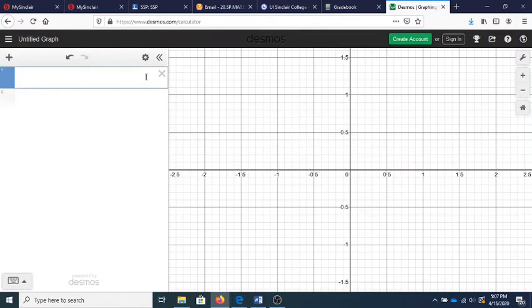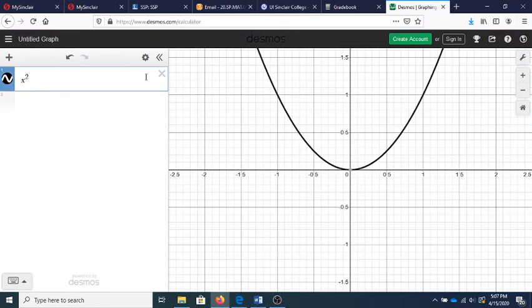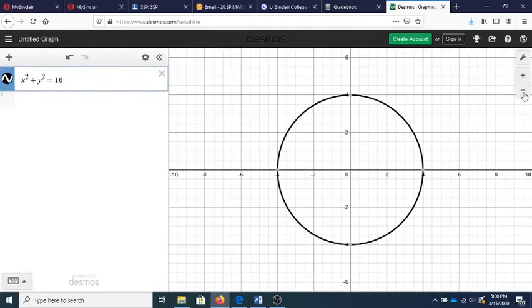Alright, so here was our standard representation. X squared plus y squared equals 16. I see nothing. Well, that's because I zoomed in too much. Notice that my x and y axes don't go out far enough. Let's zoom back out. Ah, yes. Now I can see that I have a circle centered at the origin with a radius of 4. Okay, so we got our standard equation right. Check.